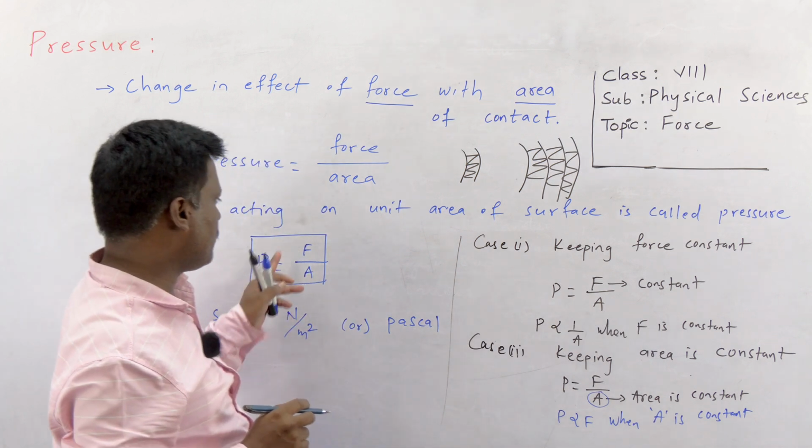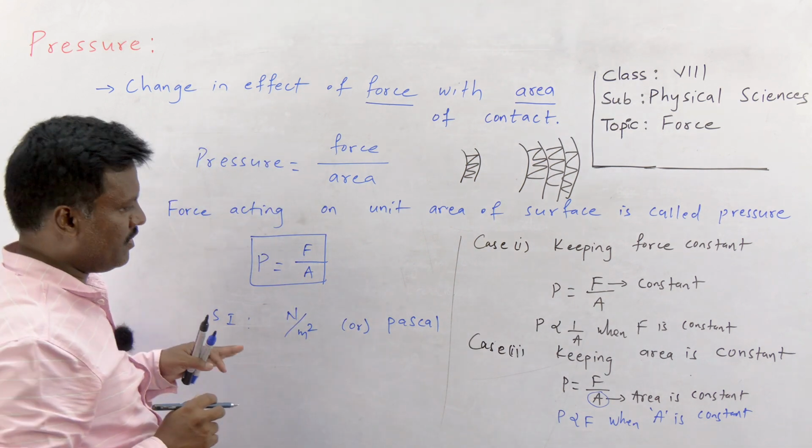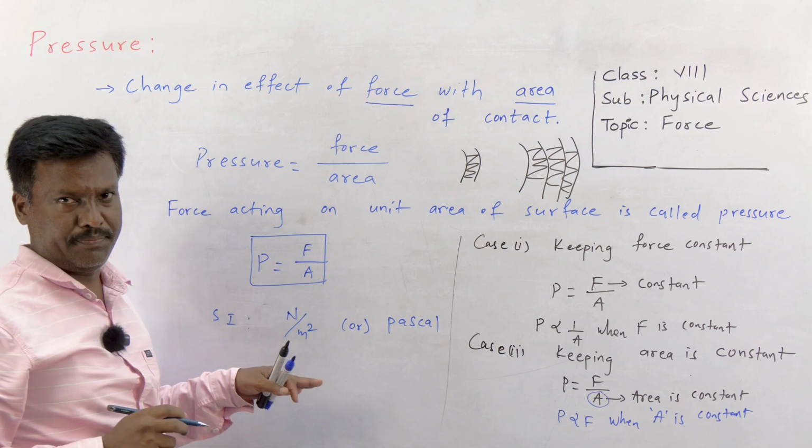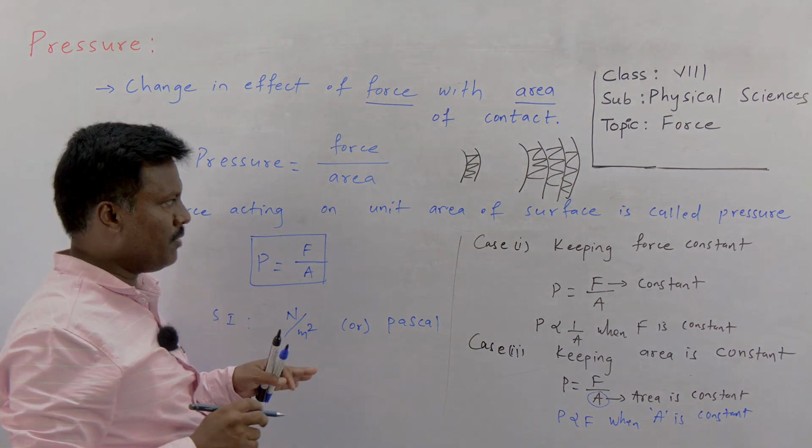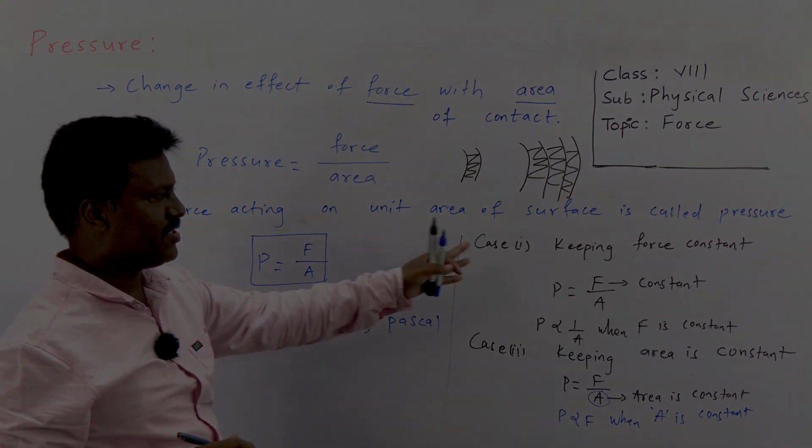So this is the main relation between pressure, force and area. Pressure is equal to force by area. This is one of the important formulas. We will solve one or two problems related to this. Please note down meanwhile the definition and this important concept.